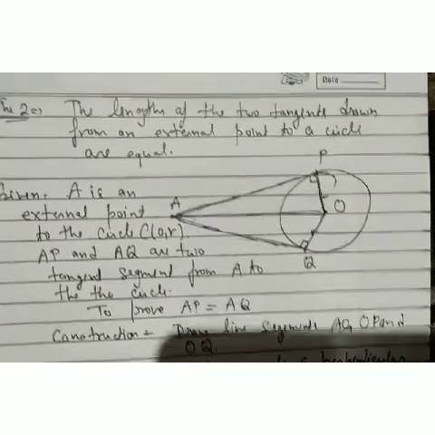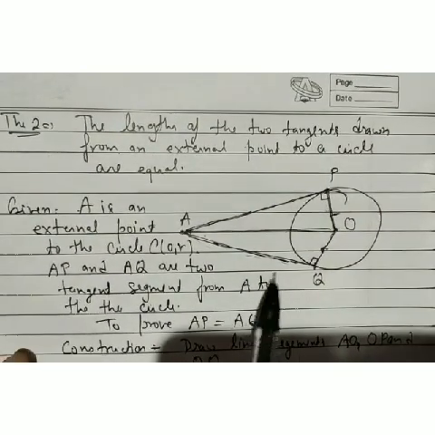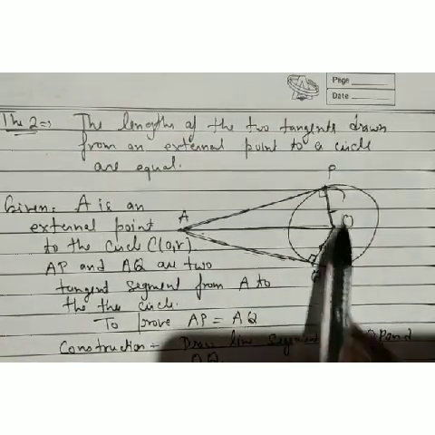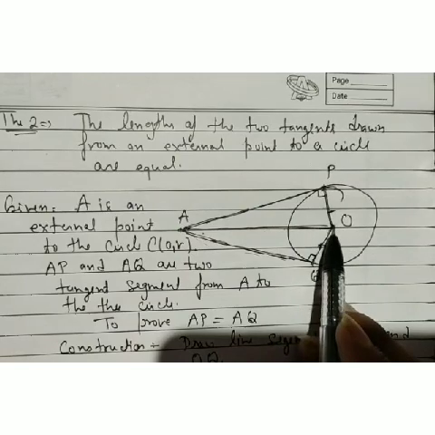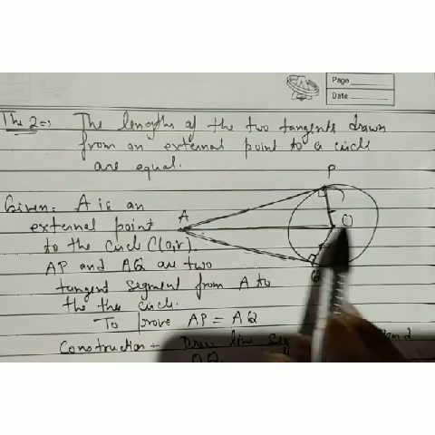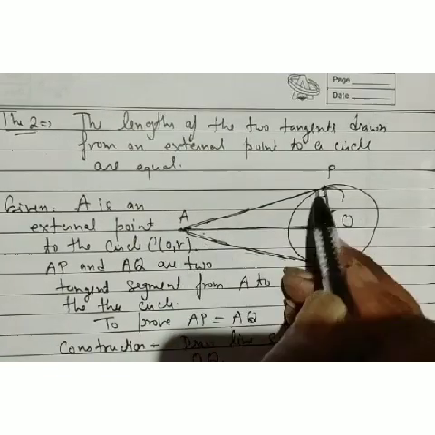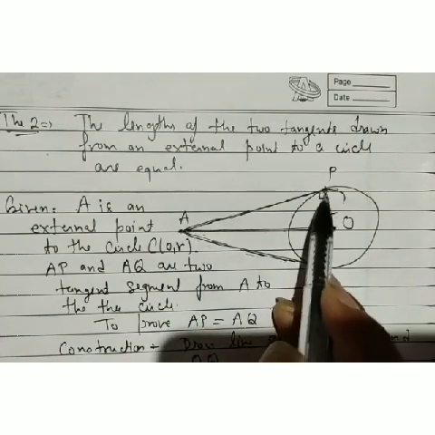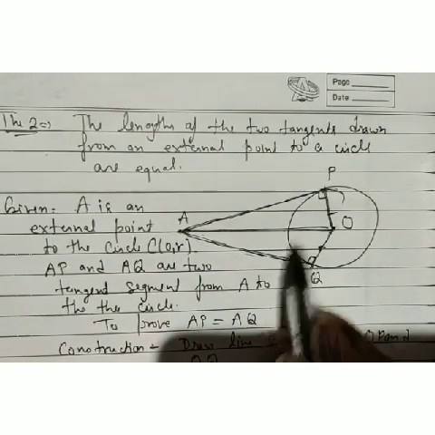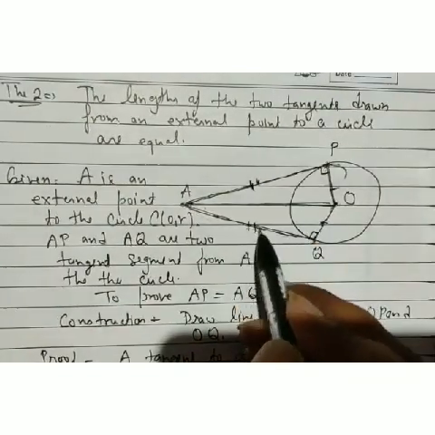We have to prove that the lengths of the two tangents drawn from an external point to a circle are equal. We take a circle having center O, and we take its two radii OP and OQ, and from external point A we draw two tangents AP and AQ. One point of contact is P, and the other is Q. Then we have to prove that AP is equal to AQ.